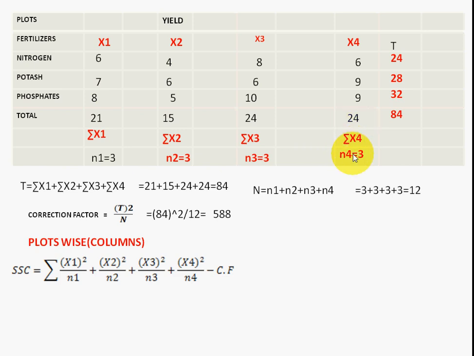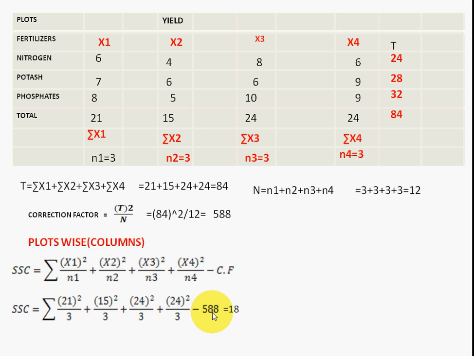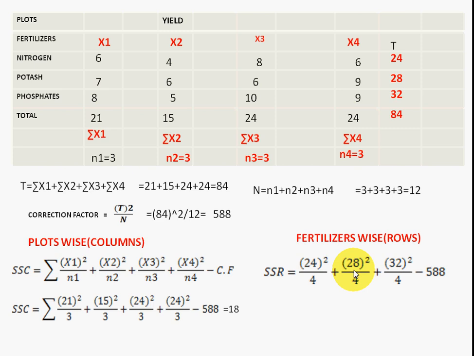Similarly, 24 whole square by 3 minus correction factor. So minus correction factor, minus 588 is nothing but 18. Similarly, fertilizers wise means row wise. Row wise we have to do 24 whole square by how many observations are there? 4. 1 2 3 4. Therefore 24 whole square by 4, 28 whole square by 4, 32 whole square by 4 minus 588. This 84 is nothing but the grand total.